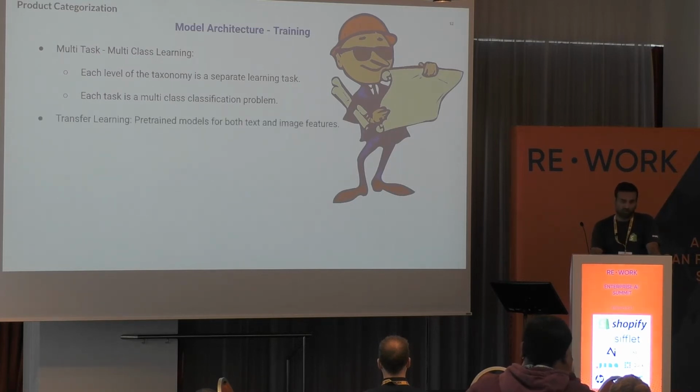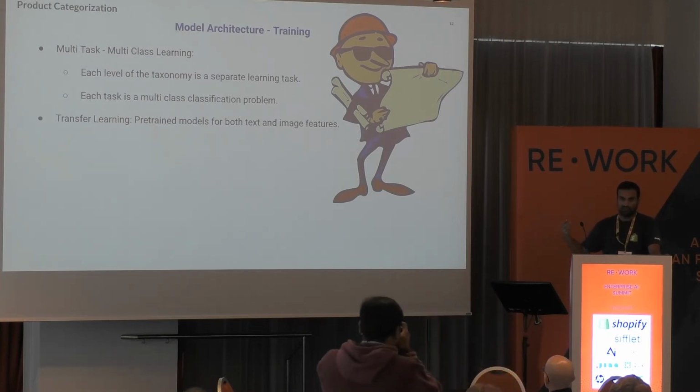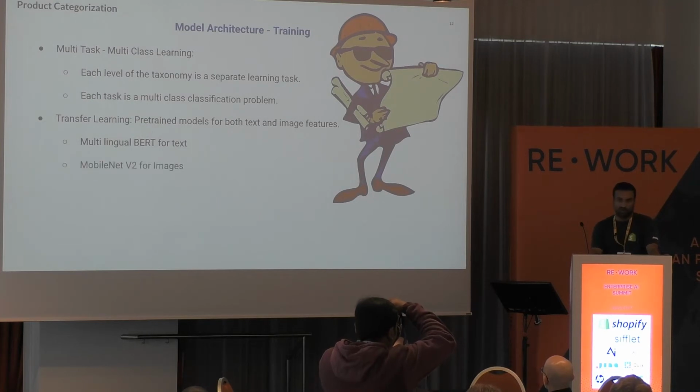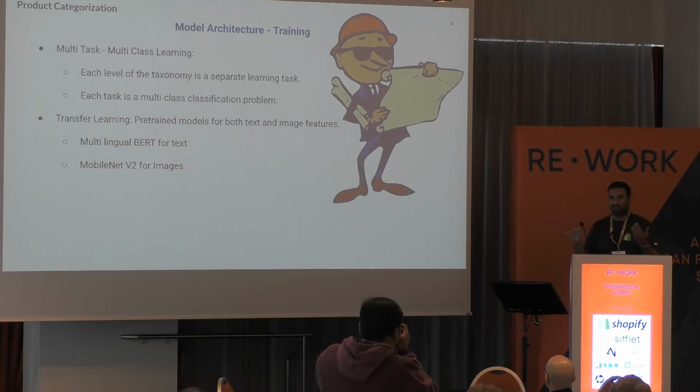And then we didn't want to reinvent the wheel, right? Most of our features were either textual or images, and so we wanted to piggyback on top of existing pre-trained models. Specifically, we used multilingual BERT for text, and we used MobileNet V2 for images, right? The choice of these models were both made after extensive testing with different models, and essentially it boiled down to a balance between performance gains and cost trade-offs, right? So we had to do a balance between those things, and this is where we landed.